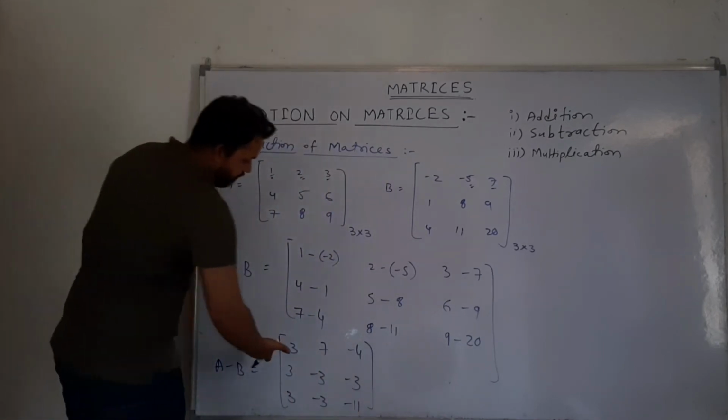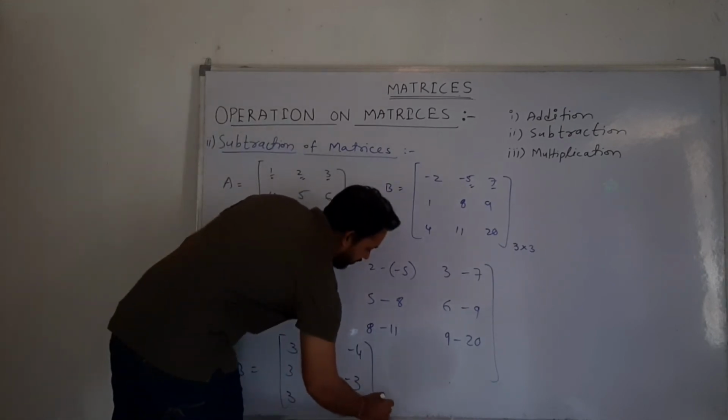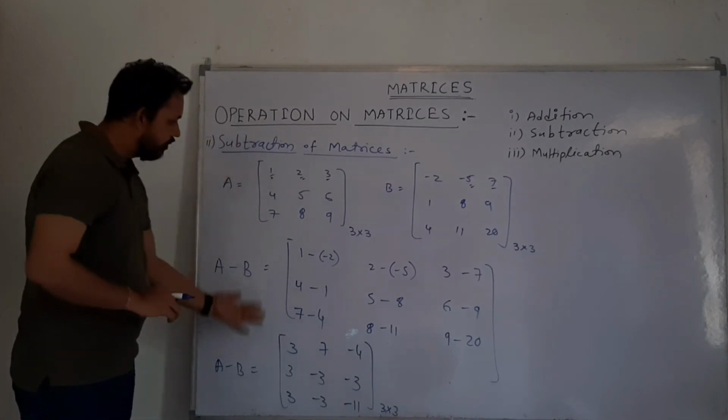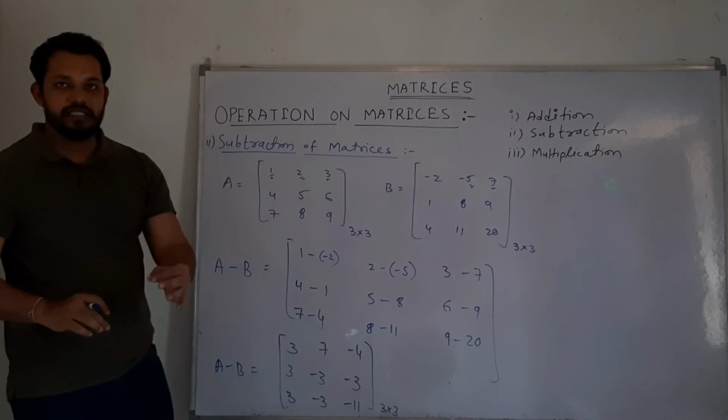Again, the number of rows and number of columns is 3 and 3, so the order of the new matrix is 3 cross 3. And this is how we perform subtraction on matrices.